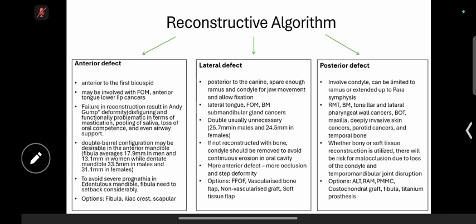Coming to the posterior defect, which includes the condyle, it can be limited to the ramus or extended up to the parasymphysis. The tumors include RMT area, buccal mucosa, tonsillar, lateral pharyngeal wall cancers, base of the tongue, maxilla, deeply invasive skin cancer, parotid cancer, and temporal bone cancer. Whether a bony or soft tissue reconstruction is utilized, there will be a risk for malocclusion due to loss of the condyle and TMJ disruption. The options include ALT, rectus abdominis myocutaneous flap, PMMC, costochondral graft, fibula, and titanium prosthesis.